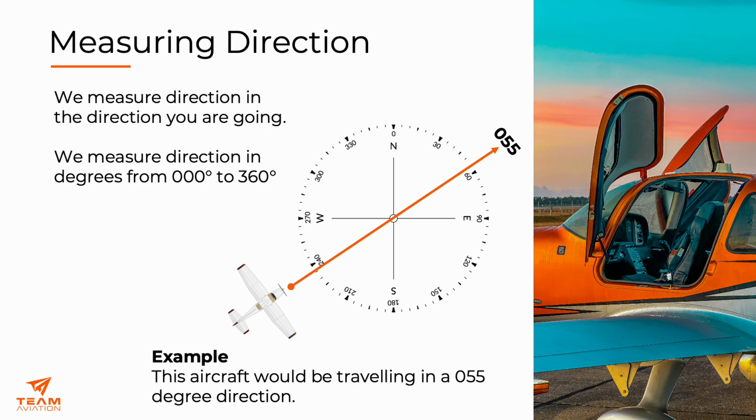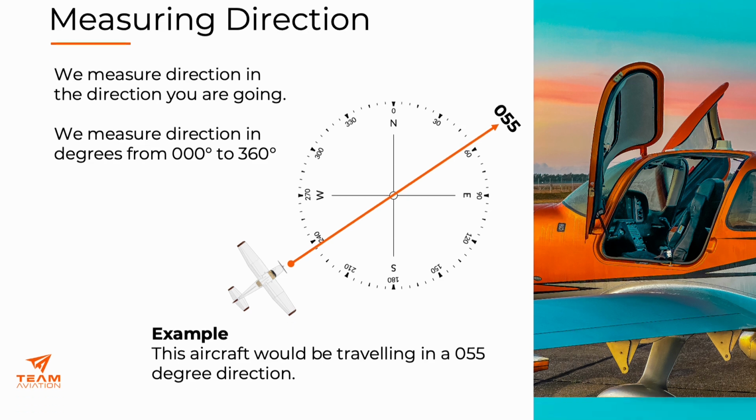Take a look at the image. This aircraft is heading 055 degrees, which means it is traveling slightly to the right of northeast. By using degrees, we can communicate exact directions without any confusion. Right, to sum up, direction is measured in degrees from 0 to 360. This helps pilots navigate accurately and avoid getting lost in the sky.